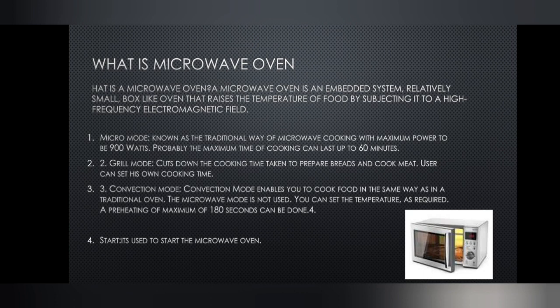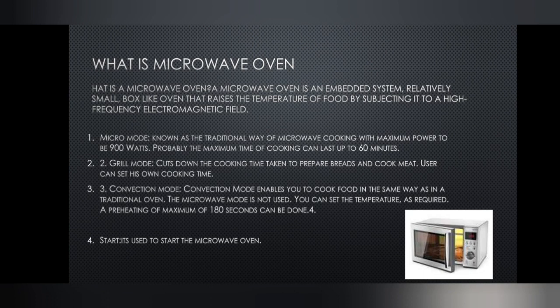Micro mode, known as the traditional way of microwave cooking, has a maximum power of 900 watts. The maximum cooking time can last up to 60 minutes. The second is the grill mode, which cuts down the cooking time taken to prepare bread and cook meat. The user can set his own cooking time.